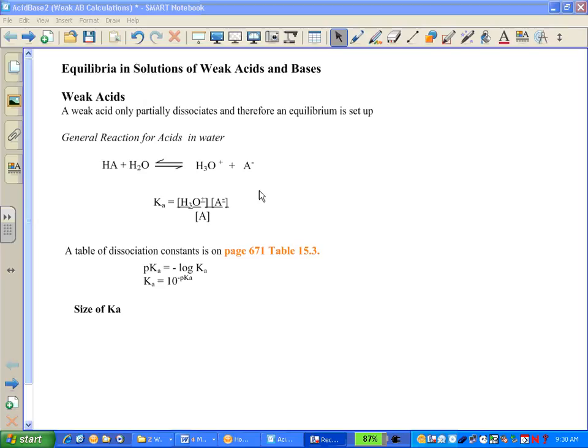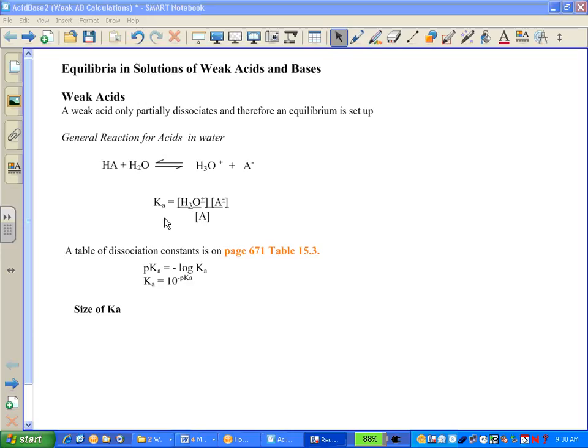Now when we're looking at this equilibrium, we can write a Ka expression. So the equilibrium constant, we refer to it as Ka, meaning it's the equilibrium constant for the dissociation of an acid. Like before, it's the concentration of the products over the concentrations of the reactants. And what you'll notice when you look at this Ka is that water has been omitted. Water is a pure liquid. All the other substances are aqueous. And as you know, pure liquids are not included in the equilibrium.